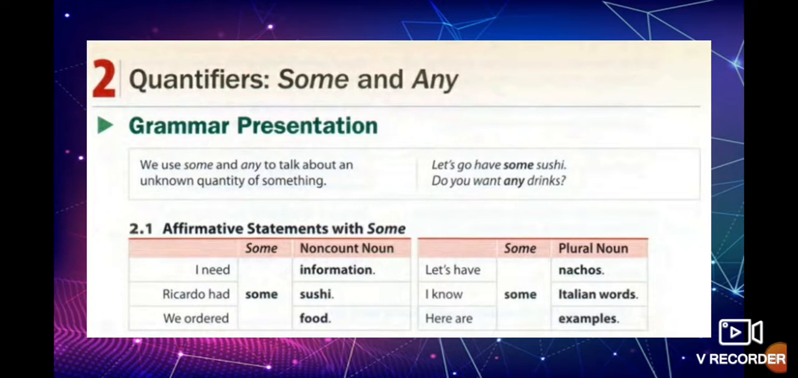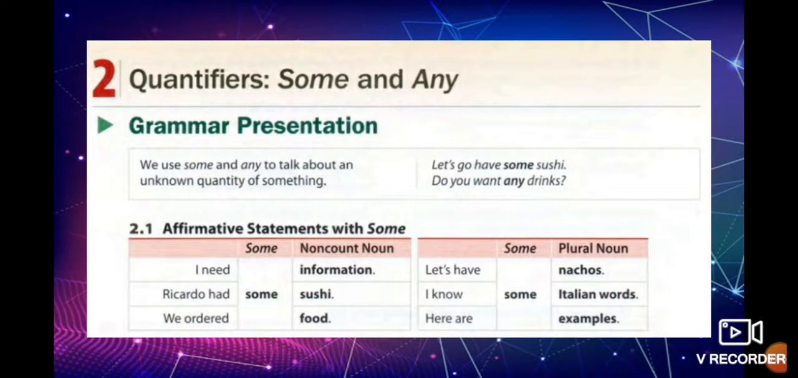Let's continue with the affirmative statements. In this case, we use some. This one is point 2.1. Some. First, we have the pronouns. Also, we use a verb. I need some information. Ricardo had some sushi. We ordered some food. And you know that these three are noncount nouns, that means uncountable nouns, so you can use the quantifier some.